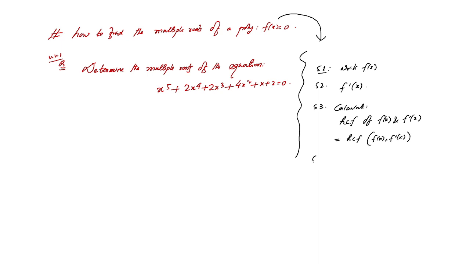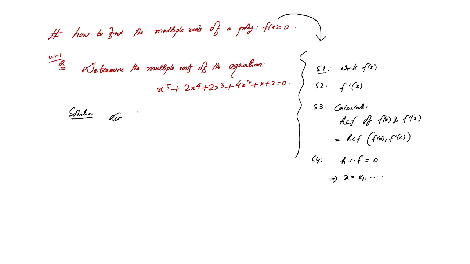And what is step 4? You will set the HCF function equals to 0, and you will find some x equals to alpha 1, alpha 2, and so on. So this will be the multiple root. So we'll follow this procedure.